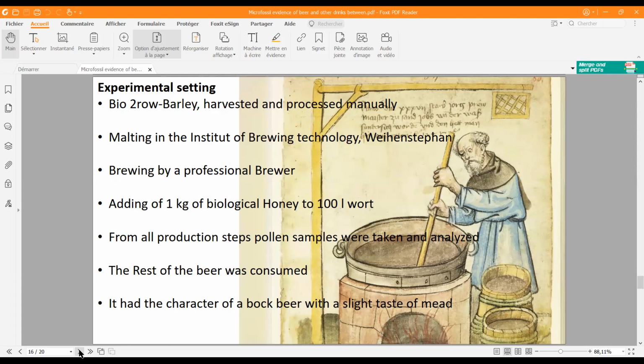And we told him, you must add some honey. And he added 1 kilogram of biologically produced honey per 100 liters of water. And from all production steps, pollen samples were taken, and the rest of the beer was consumed. It had the character of a bock beer, about 9 or 10% alcohol, and a slight taste of honey. It was not so bad. But next, please.